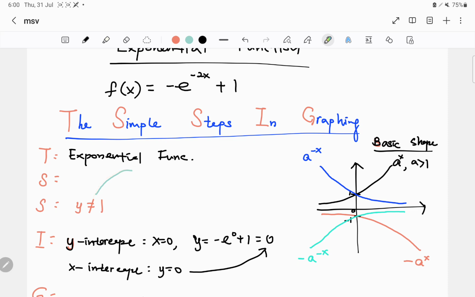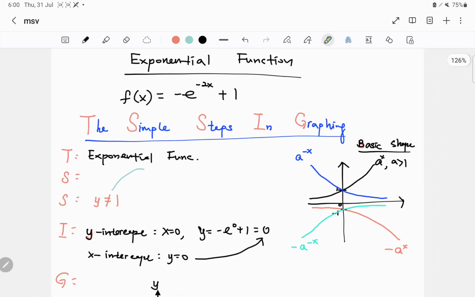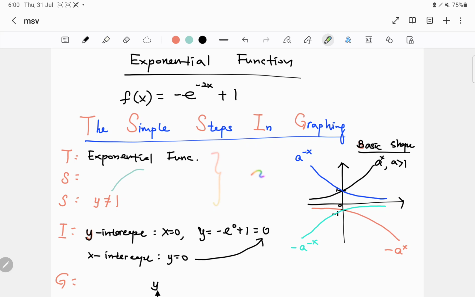Okay, so next, the exponential graph must have a horizontal line that the curve cannot cross. I can directly see from the function, you see here 1. So I know that the curve cannot cross y equals 1. Over here, I denote it as a special line. Then I just put y not equal to 1, because I know the curve cannot pass through y equals 1. Okay, all this happens in your mind.